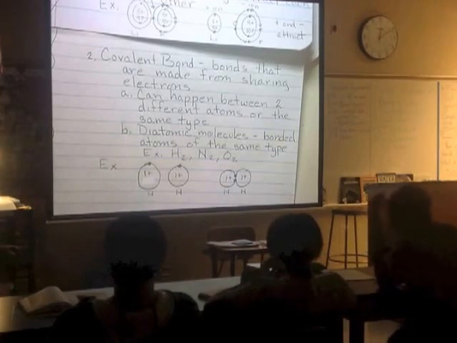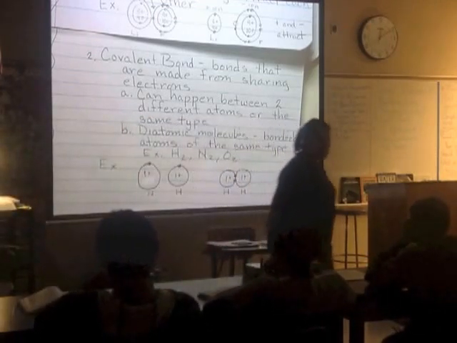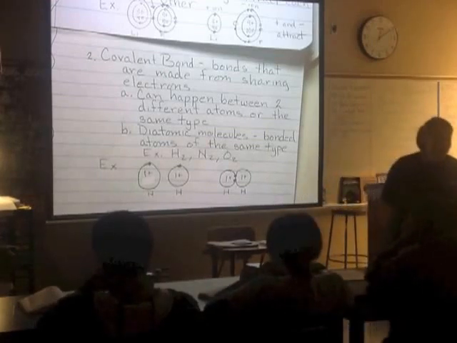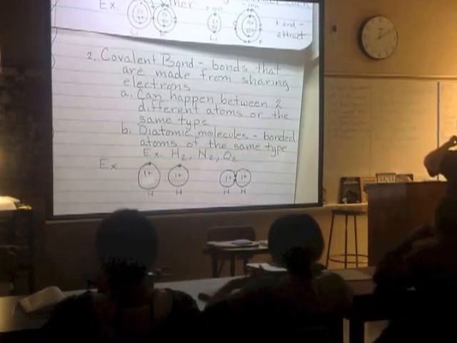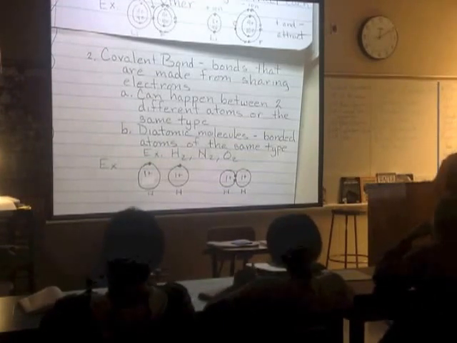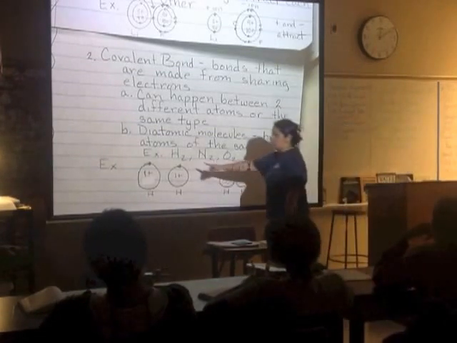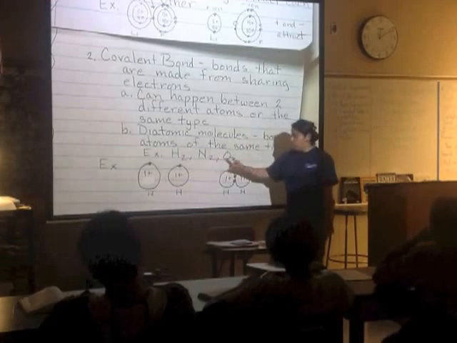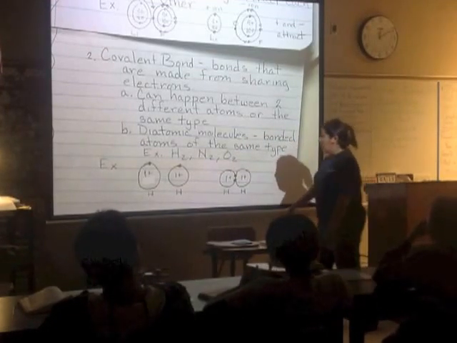Very good. So, who thinks they know which two types of elements bond in a covalent bond? Tristan? Oxygen? Okay, but what types? Remember, the other one was metals and nonmetals. Which two types do you think bond here? Well, look at what I have. I have H2, I have N2, I have O2. Nonmetals. Very good.